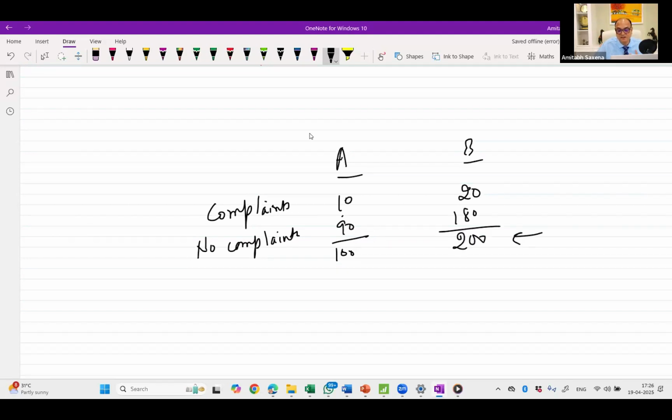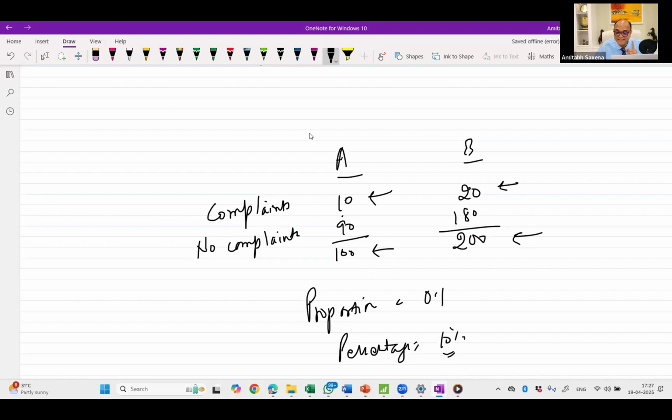Nurse B vaccinated 200 patients and had 20 complaints. Nurse A vaccinated 100 patients and had 10 complaints. So what is the proportion? 0.1, or you can say 10% in both cases. So both nurses are the same. If you had given 200 patients to nurse A, she would have got 20 complaints. So please understand the example, attribute data.